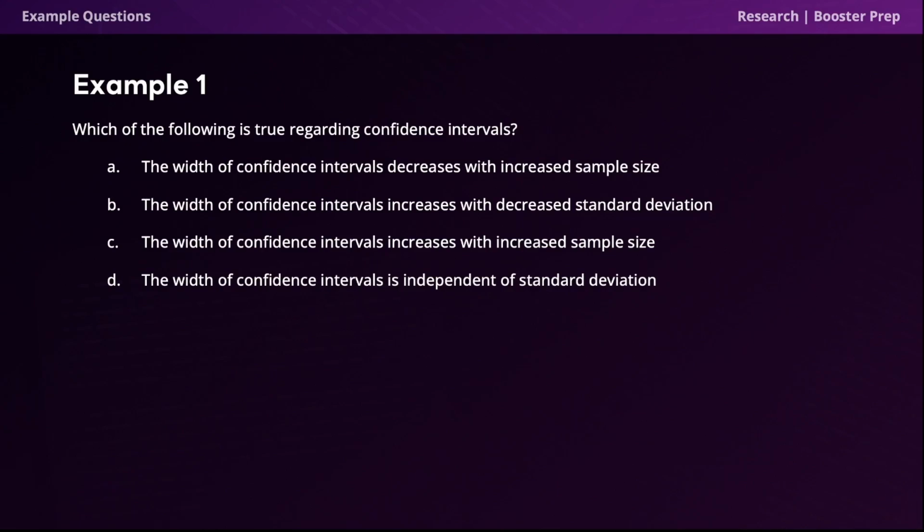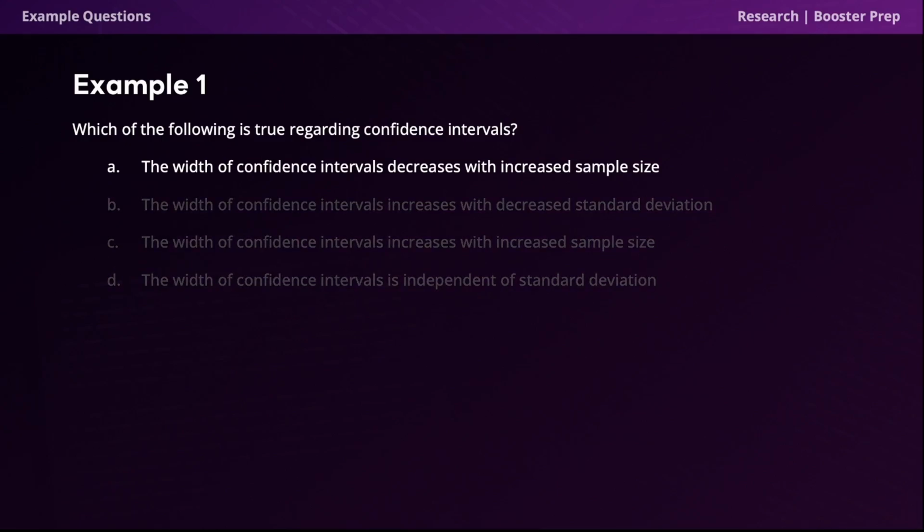And the correct answer for this question is option A, the width of confidence intervals decreases with increased sample size. So as the sample size increases, the width of confidence intervals tends to decrease. Recall that the confidence interval captures variability due to sampling. Increasing our sample size means that we can get a better reflection of our population, making our sampling more precise, resulting in narrower intervals around the point estimate.